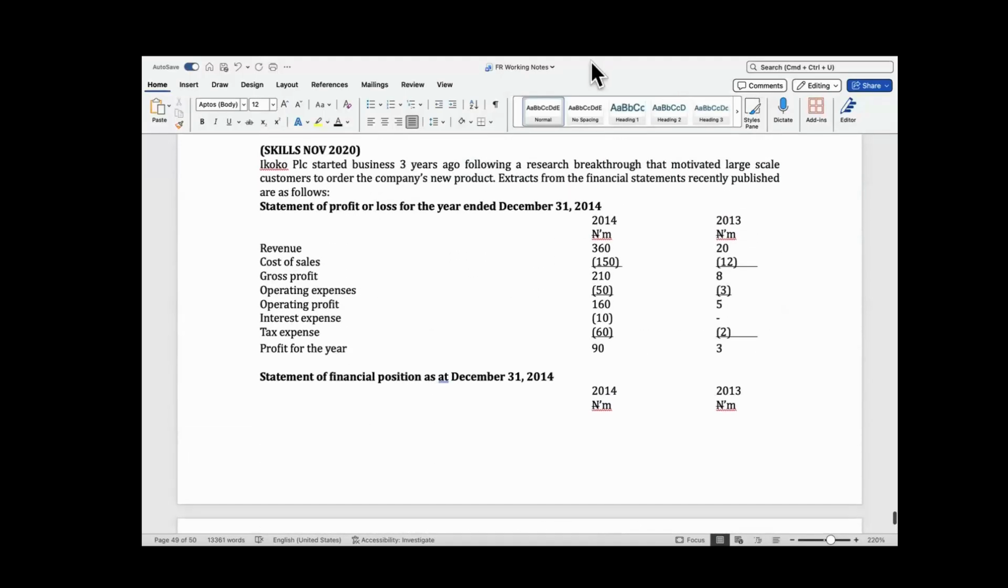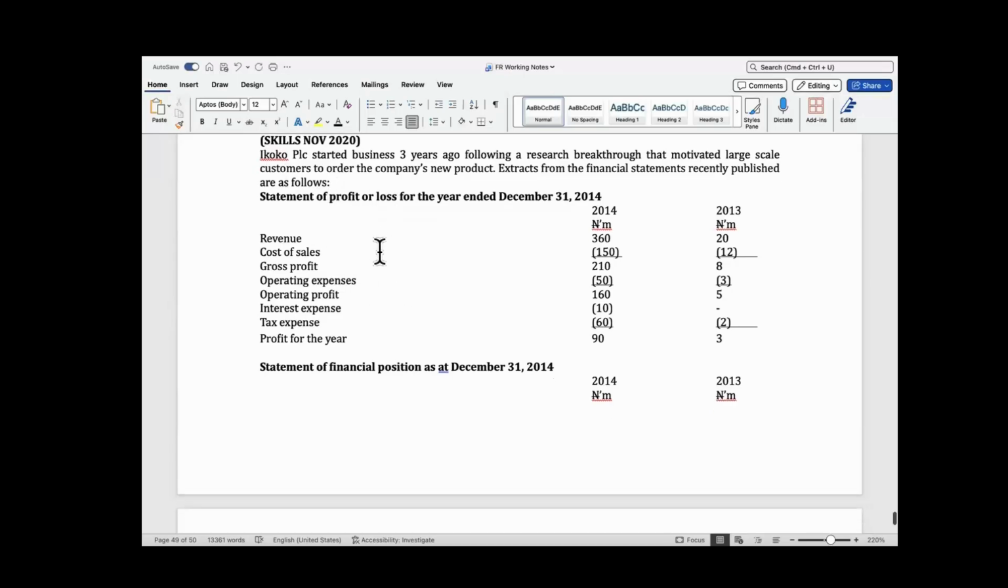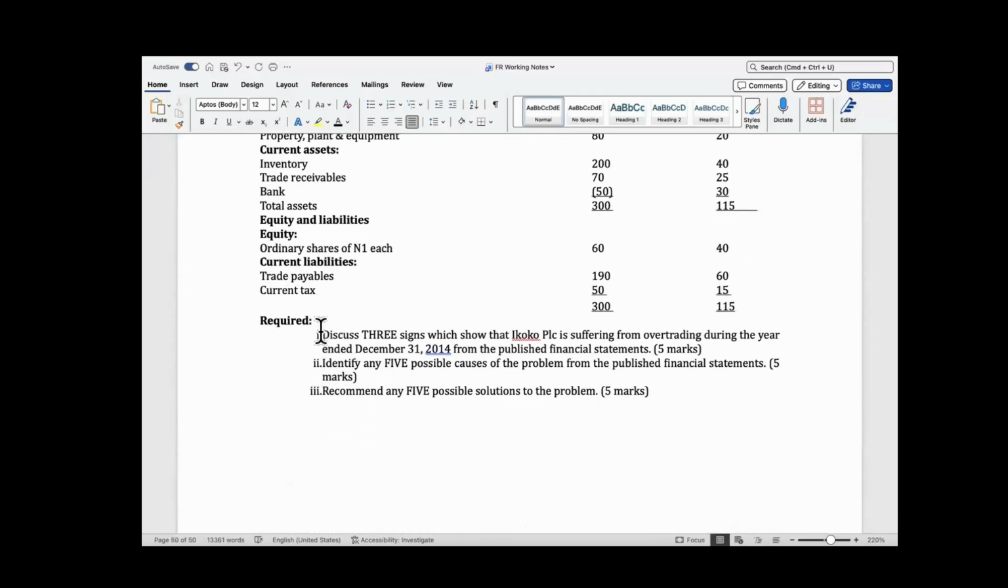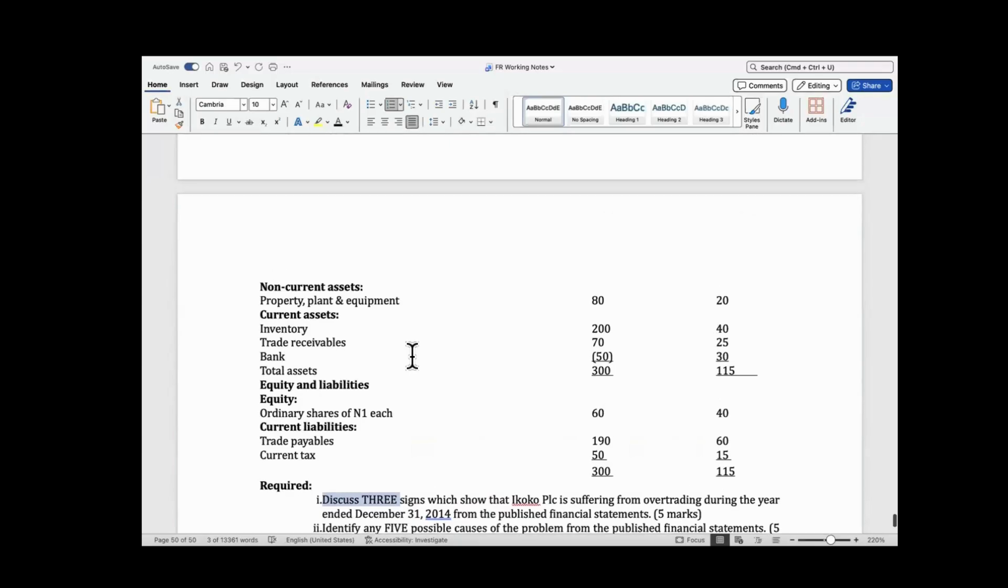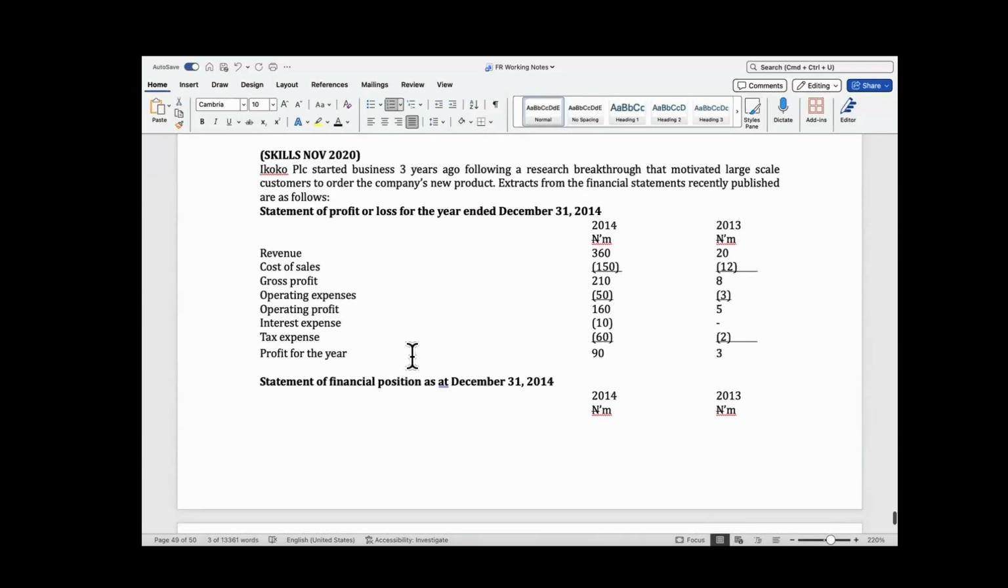Okay. And the last question I want to look at tonight is this one. So this is talking about Ikoko PLC. They gave us a statement of profit or loss and a statement of financial position. Now, they ask us to discuss three signs which show that Ikoko is suffering from overtrading during the year from the published accounts. So from this account, what are the three signs that this company is suffering from overtrading?